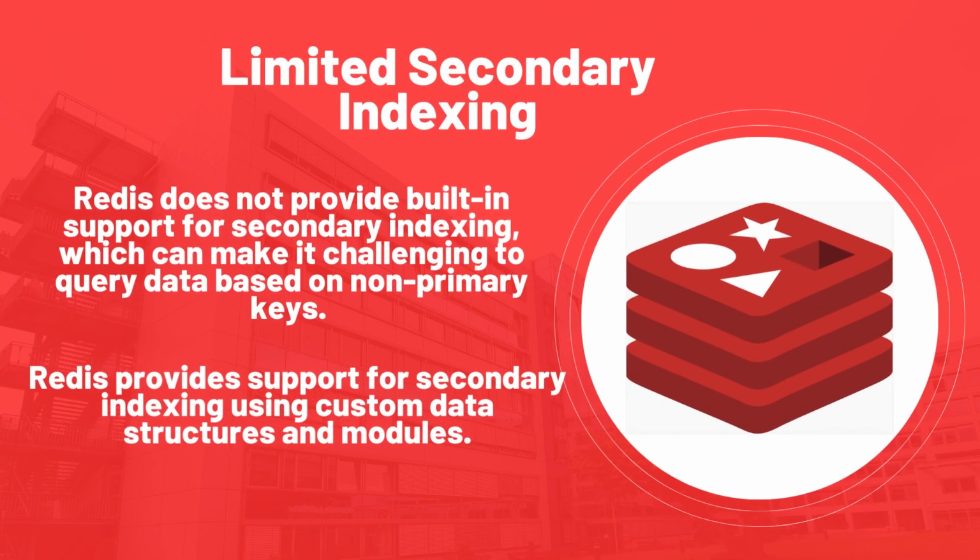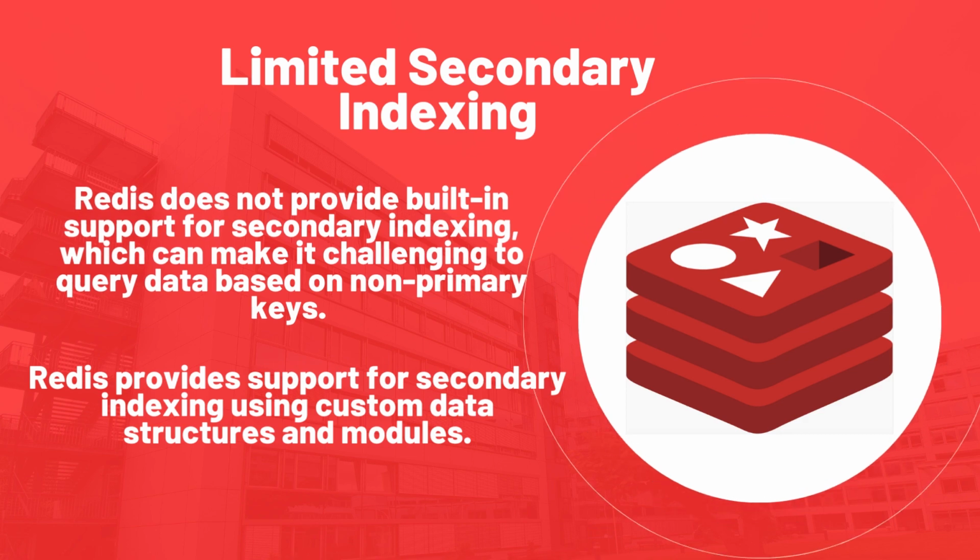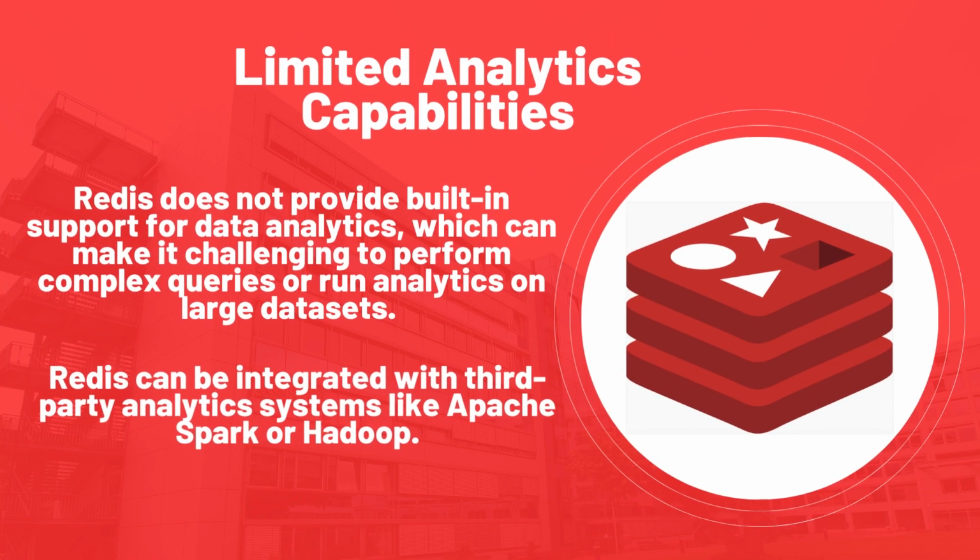Limited secondary indexing. Redis does not provide built-in support for secondary indexing, which can make it challenging to query the data based on a non-primary key. To overcome this, it provides support for secondary indexing using custom data structures and modules. Limited analytics capability. Redis does not provide built-in support for data analytics, which can make it challenging to perform complex queries or run analytics on large data sets. To bridge this gap, it can be integrated with third-party analytics systems like Apache Spark and Hadoop and all those things.